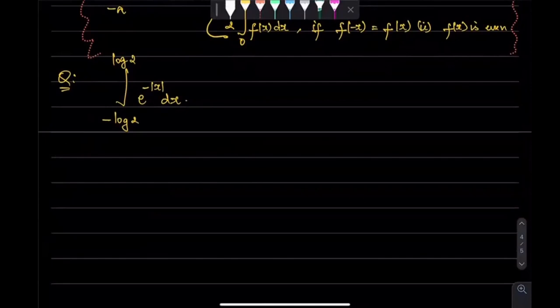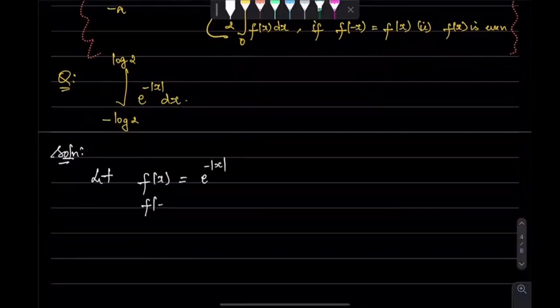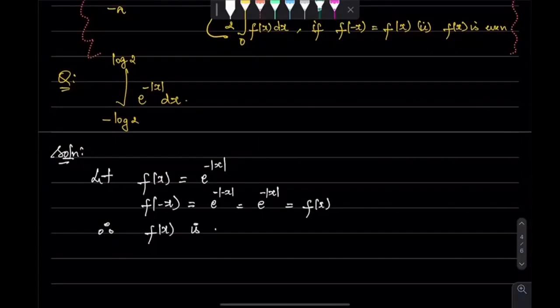So how do you do this? Let f of x be equal to e power minus mod x. What is f of minus x here? e power minus mod of minus x, which is equal to e power minus mod x only, which is equal to f of x. Therefore f of x is an even function.